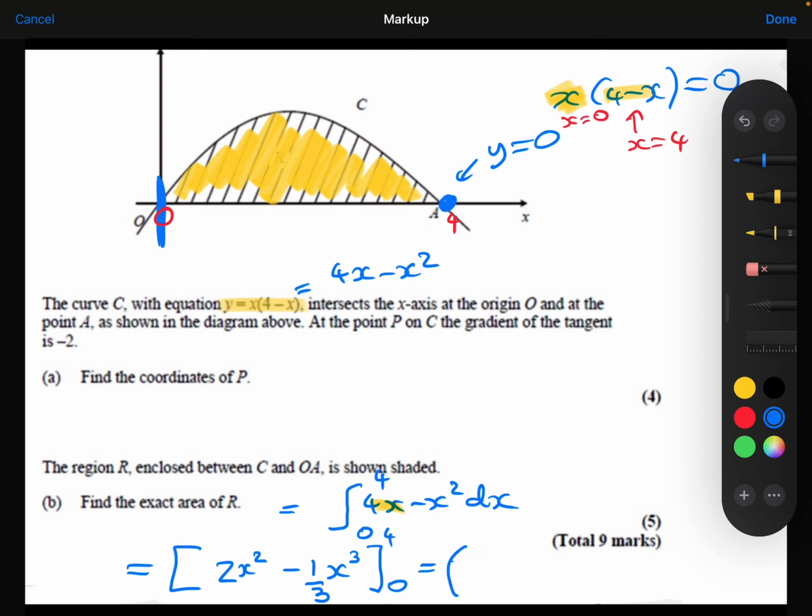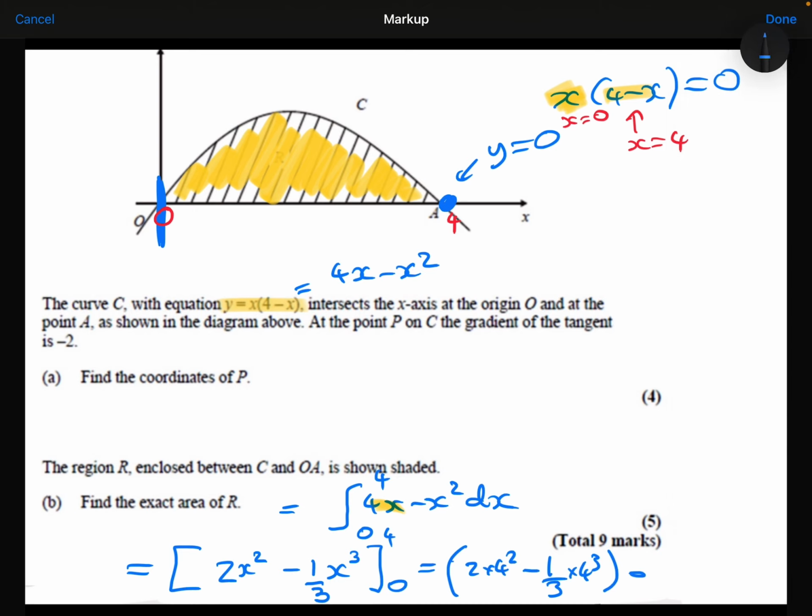So first of all, substituting the 4, we get 2 times 4 squared minus 1/3 times 4 cubed. Substituting the 0 in, we'll get 2 times 0 squared, which will be 0, and the 0 cubed is also going to be 0. And simplifying that then, the 2 times 4 squared minus 1/3 times 4 cubed gives 32 over 3. And that's how I'm going to leave my answer in its exact form.